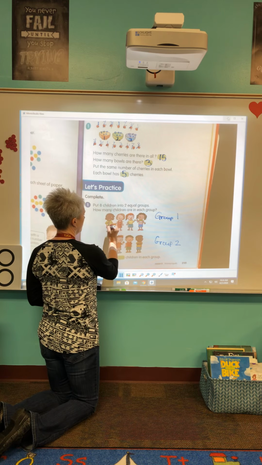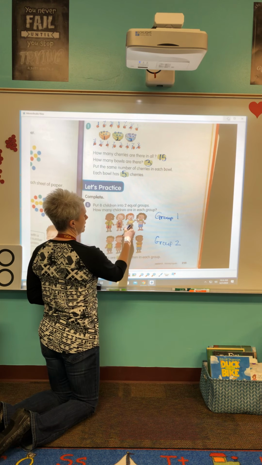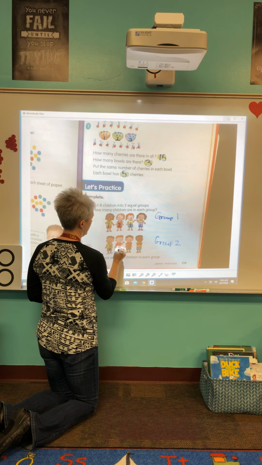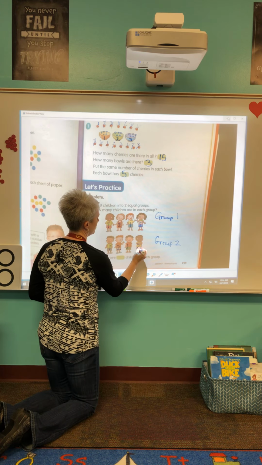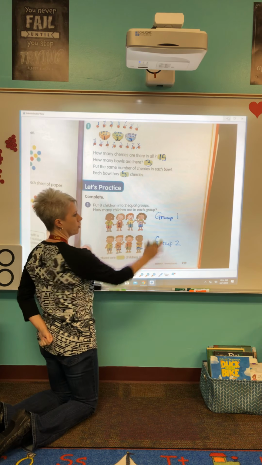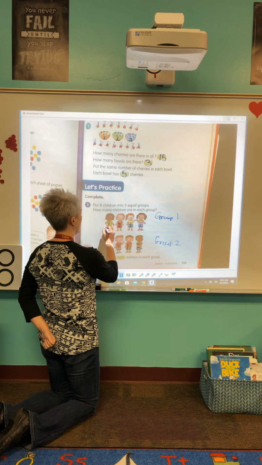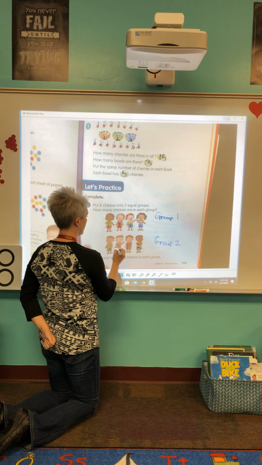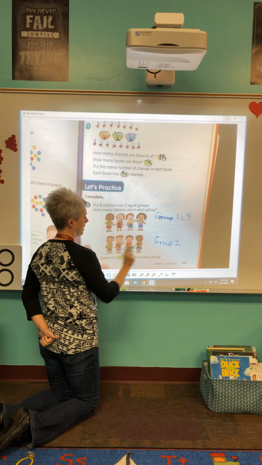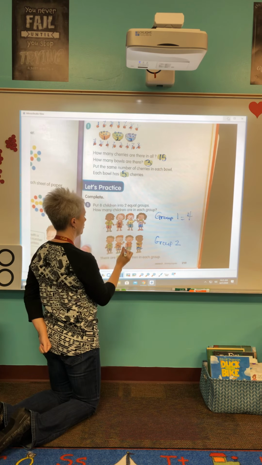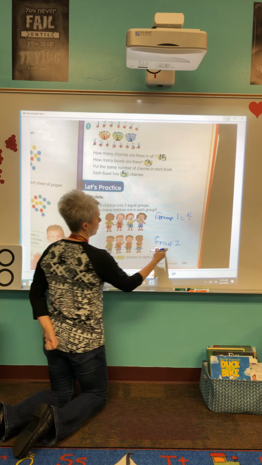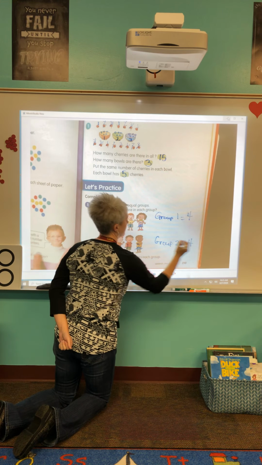This one will go to group 1, this one will go to group 2. Group 1, group 2, group 1, group 2. Now, I'm going to count the ones that have a 1 on them will go to group 1. So, 1, 2, 3, 4. Group 1 has 4 children. Now I'm going to see how many are going to group 2. 1, 2, 3, 4. Group 2 has 4 children.